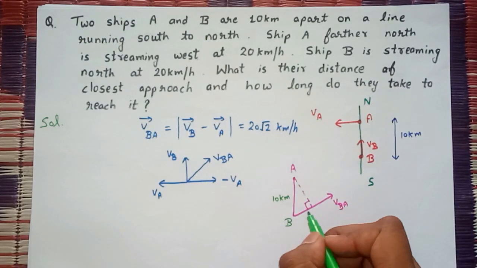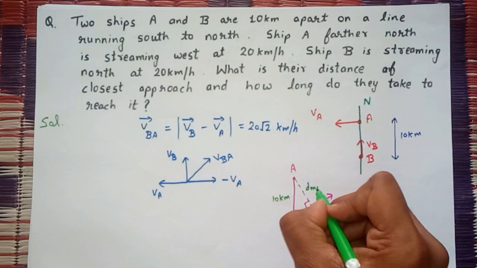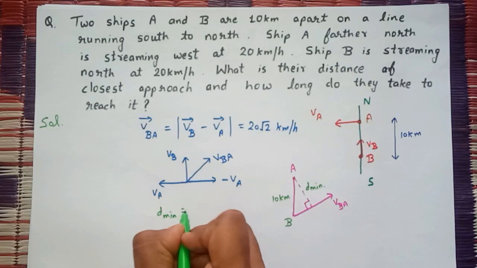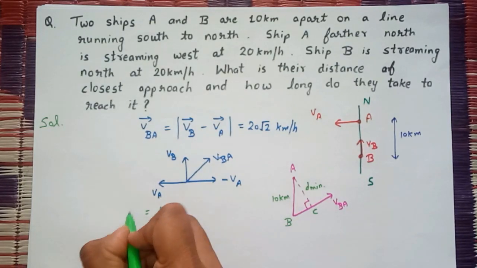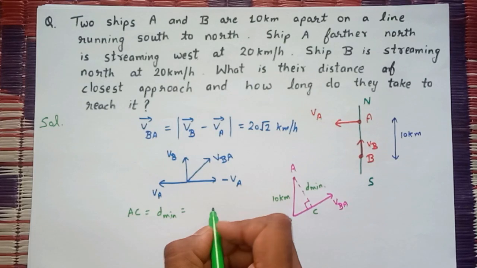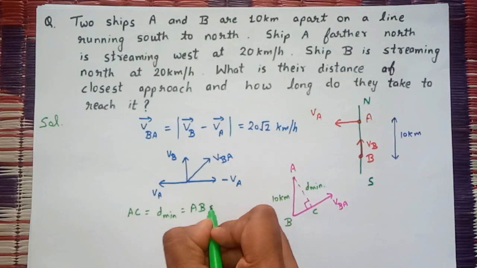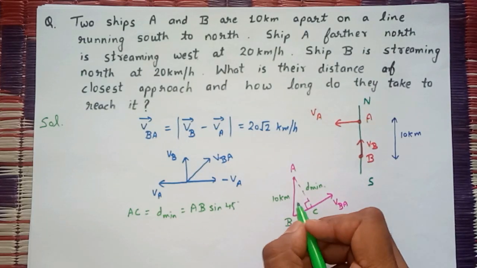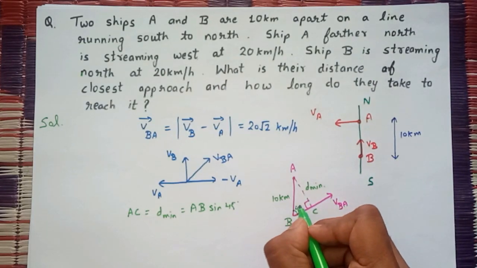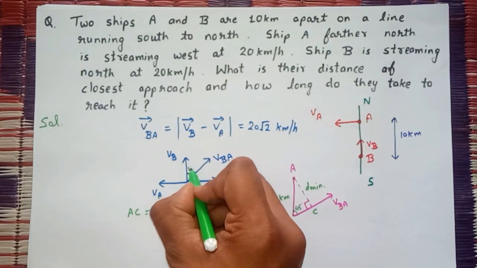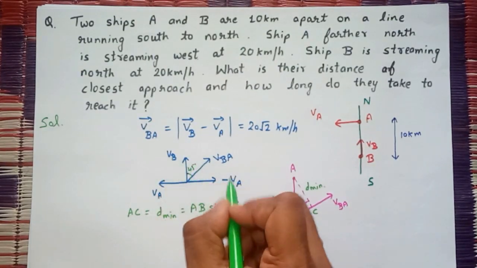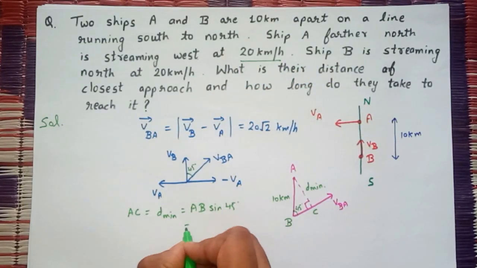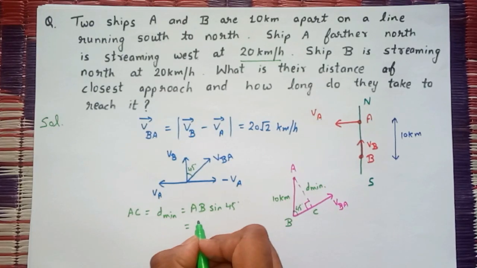So if it is 10 kilometer and if this one is the minimum distance, then I can say that D minimum, or AC, will be equal to AB sine 45, because this angle will be 45. Why is this angle 45? Because VB and VA both have a value of 20 km per hour. So AB sine 45 will be equal to 5 root 2.